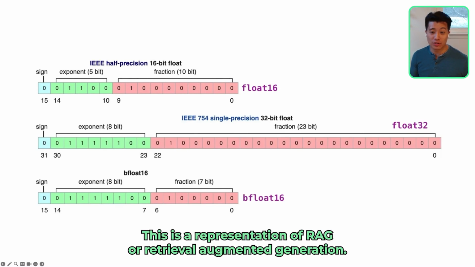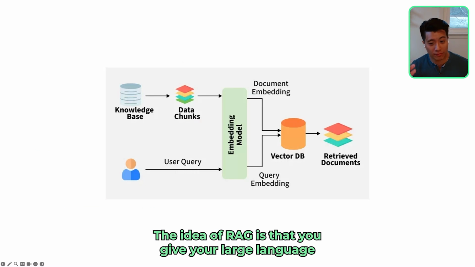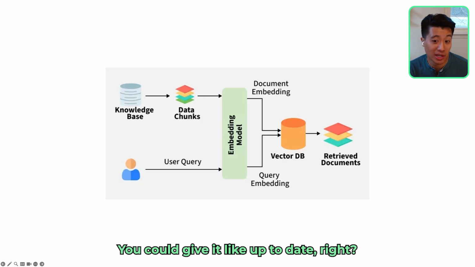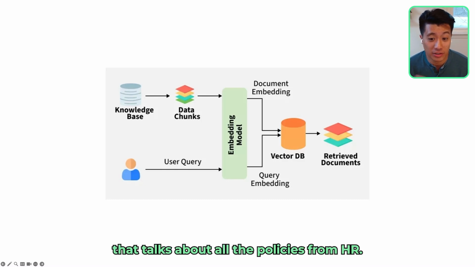This is a representation of RAG, or retrieval augmented generation. The idea of RAG is that you give your large language model a database of knowledge. You could give it up to date information, right? Which they just came out with. You could give it all the documents from HR, and then you can have an HR bot that talks about all the policies from HR.